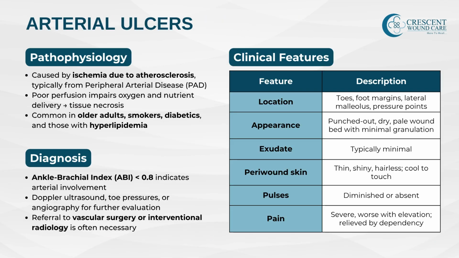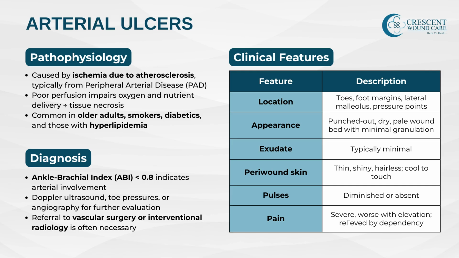Now, let's turn our focus to arterial ulcers. These are caused by a completely different problem, blocked arteries. That means oxygen-rich blood can't reach the tissues, leading to ischemia and eventually tissue death. This is usually due to peripheral arterial disease, PAD, often caused by atherosclerosis, or hardening and narrowing of arteries.